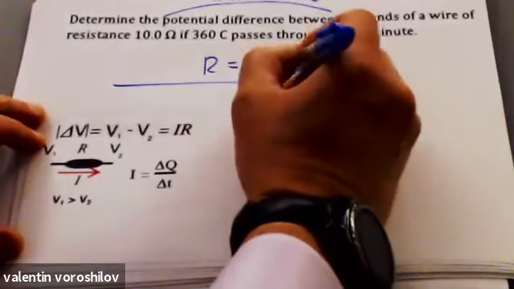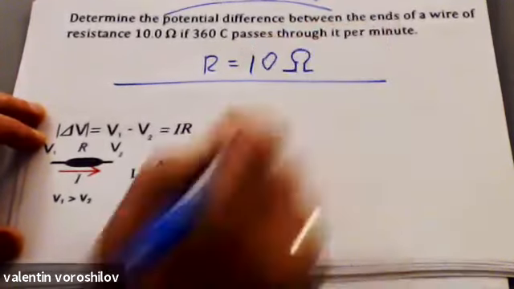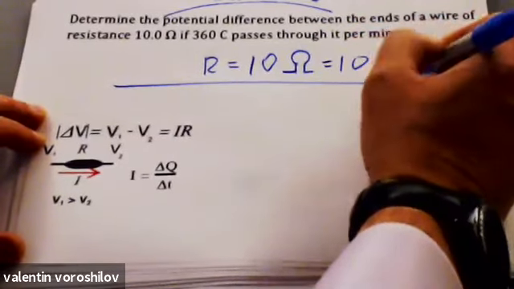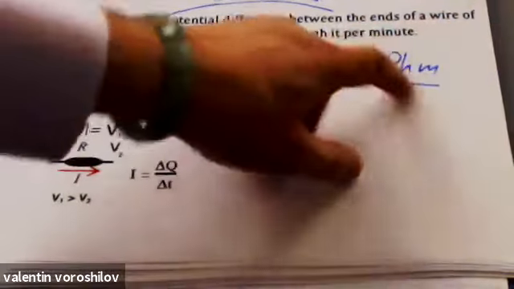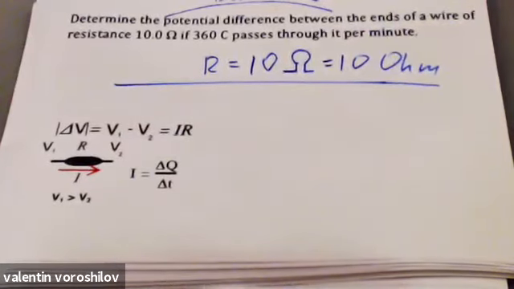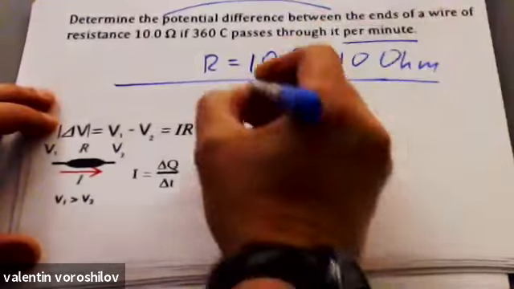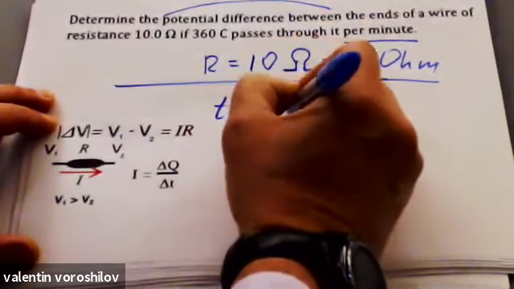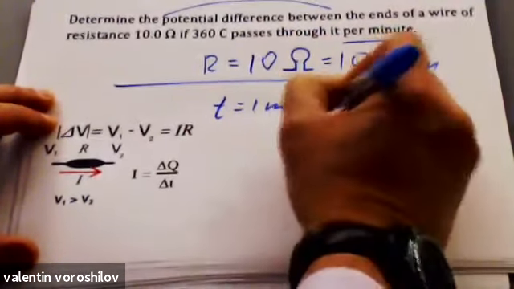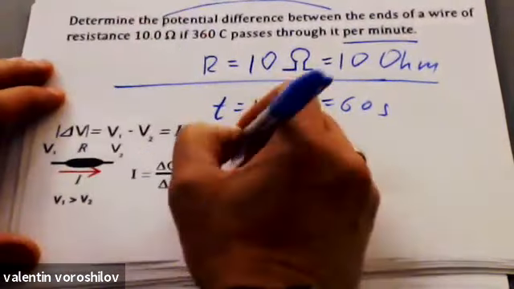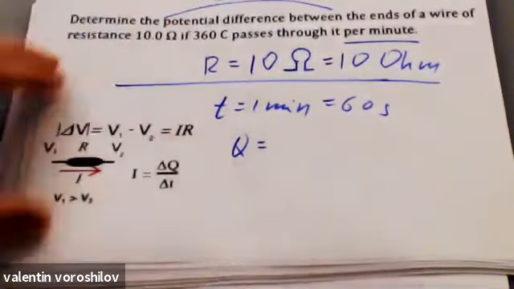So 10 ohms. And in physics, there are two different symbols for ohms: this capital omega, a Greek letter, or people just write OHM, ohms. So, or else? We know that every minute, that means 60 seconds, 360 coulombs travel through this wire.